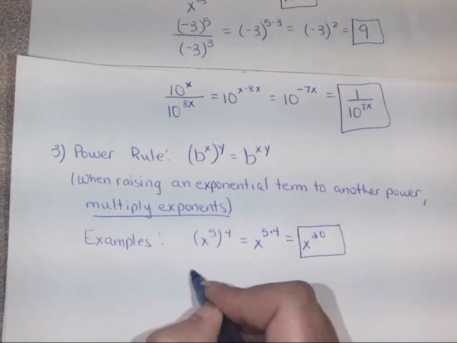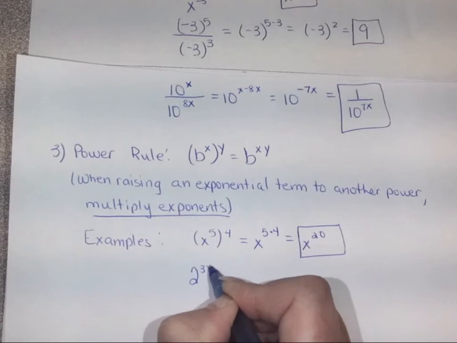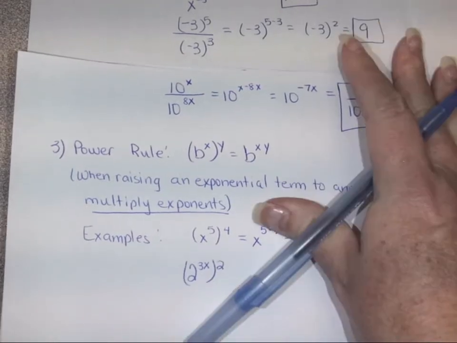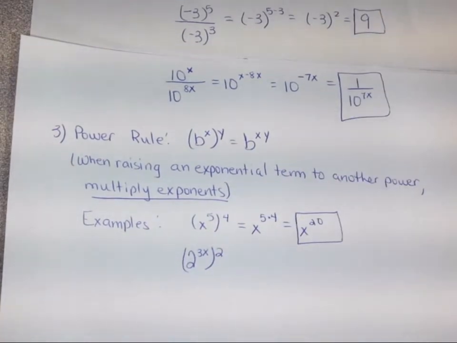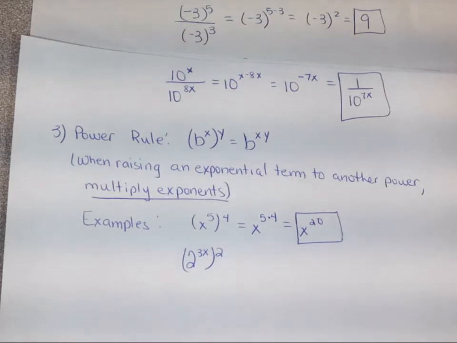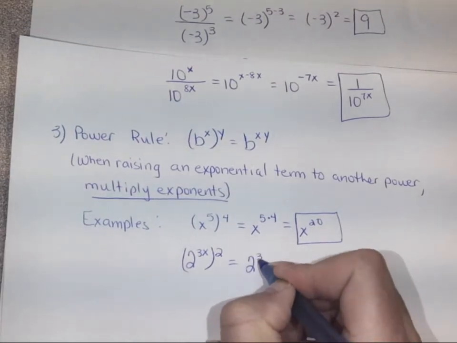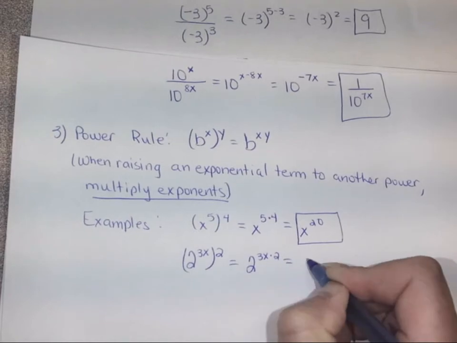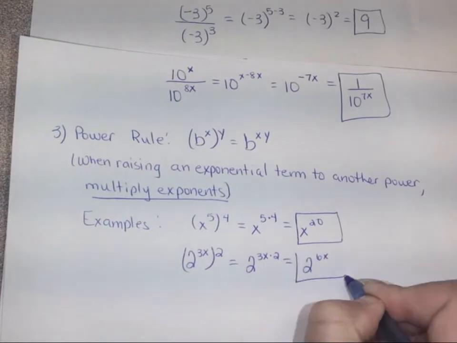So even when you have something in exponential form, okay, so what would we do with these exponents just the same way that we did the first example? You would multiply them, right? So this would be 2 to the 3x times 2 power, or 2 to the 6x power. Okay?